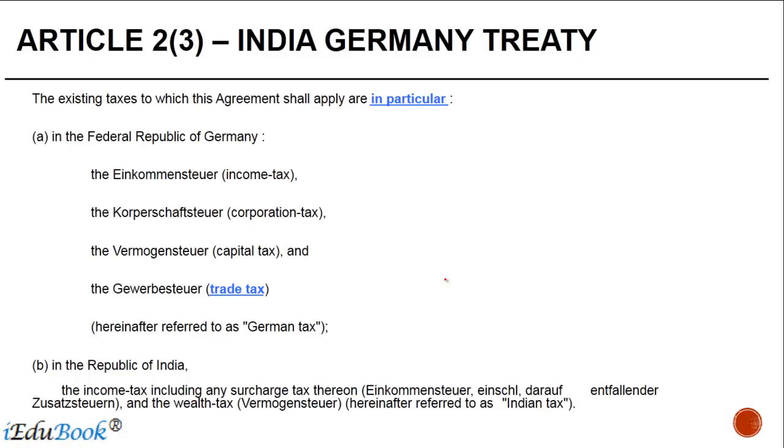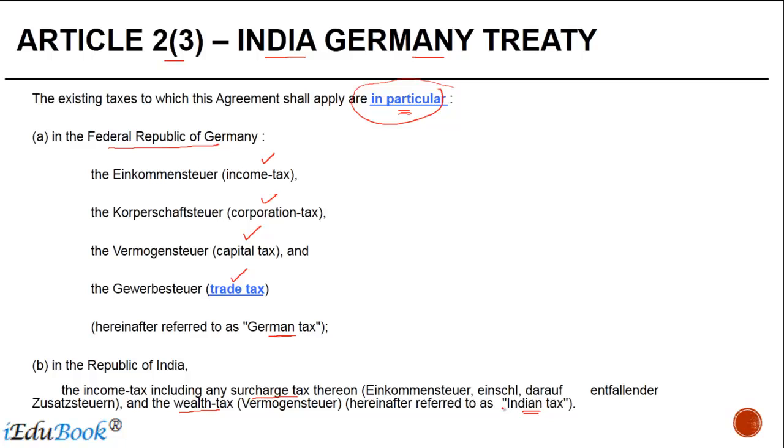Again, let's look at Article 2(3) of the India-Germany Treaty, right? It says the existing taxes to which this agreement shall apply are in particular, in the Federal Republic of Germany, the income tax, I'm not reading this German part here, the corporation tax, the capital tax, and the trade tax, right? In Germany, trade tax is levied based on certain forms of income, and therefore it is covered here. Hereinafter referred to as the German tax. In the Republic of India, the income tax, including any surcharge tax thereon, and the wealth tax, hereinafter referred to as the Indian tax.